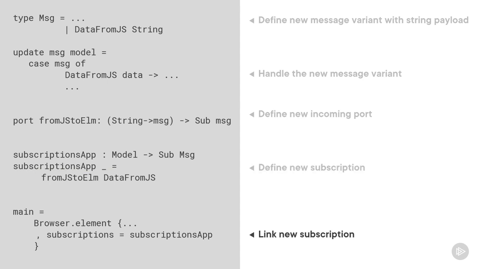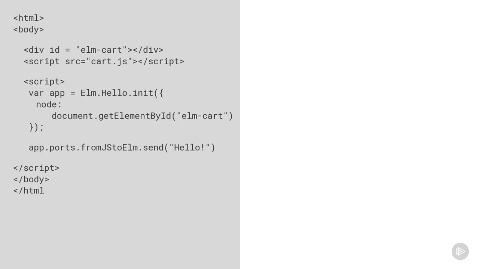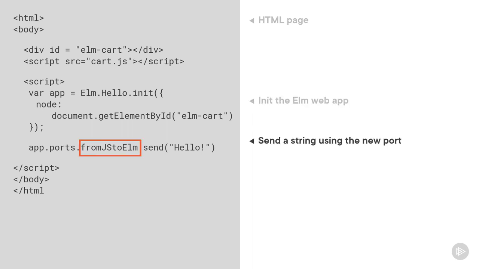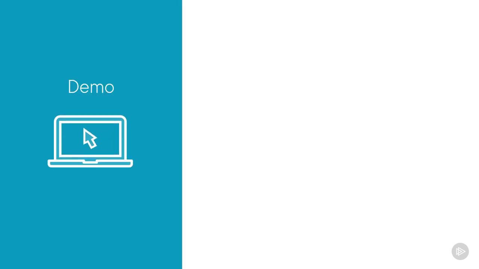Finally, the subscriptions function is linked in the browser element entry point. In the HTML page, we have the JavaScript code to initialize the Elm web app. To send a string, we need to use the port name and call the send function with a string argument. This JavaScript line of code is going to send a hello string to our Elm web app. Let's have a demo to send some data from JavaScript to Elm code.